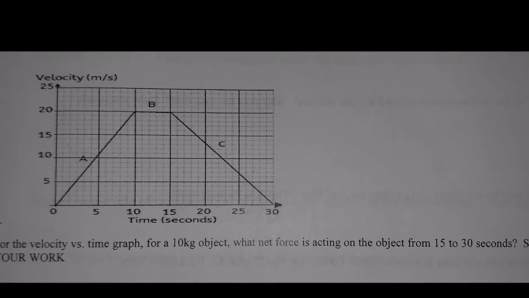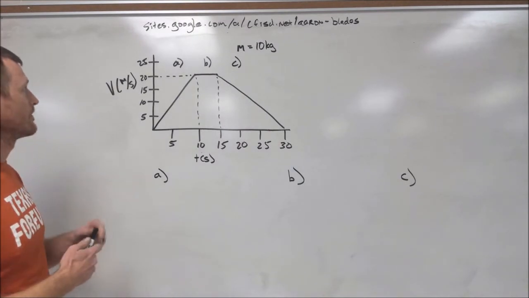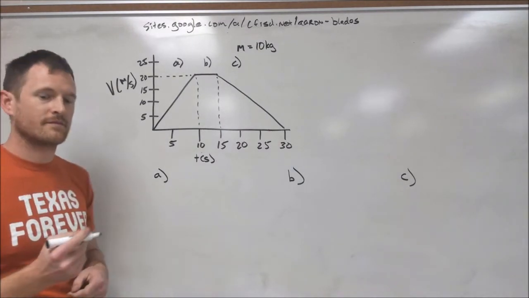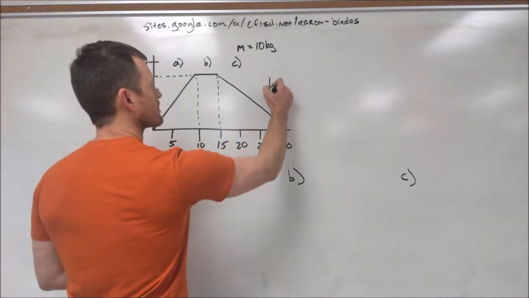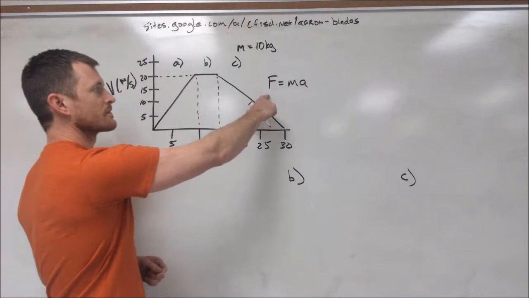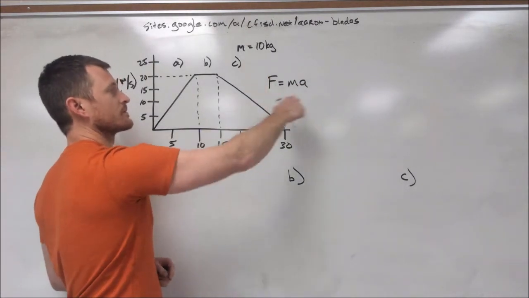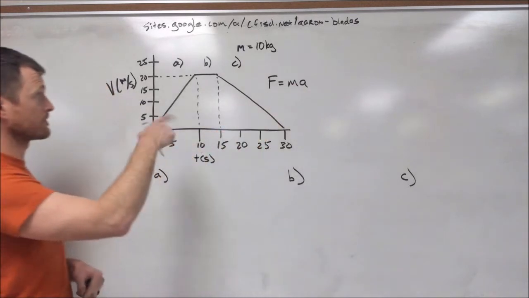Today we're going to be using a velocity versus time graph to calculate force. So let's get started. Now you can see that I've drawn the graph and that it has three sections, A, B, and C. Now we're going to use our force equation, F equals ma, to solve for our force. We've already been given our mass and now we're going to use our graph to figure out our acceleration.